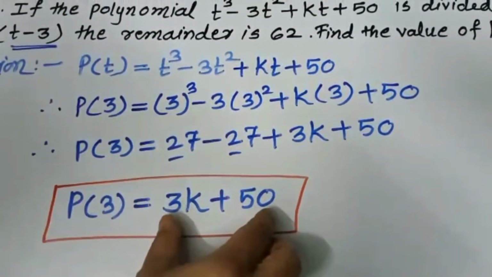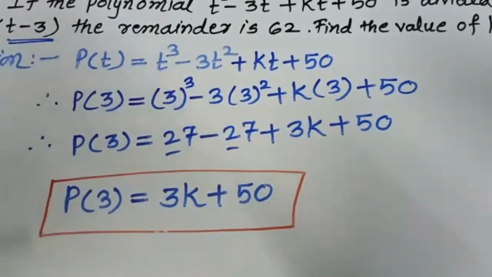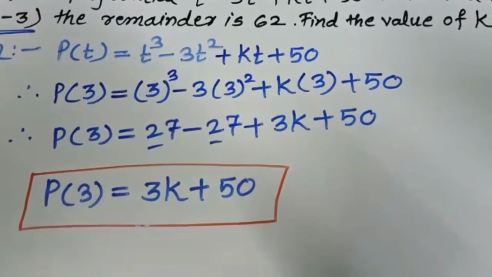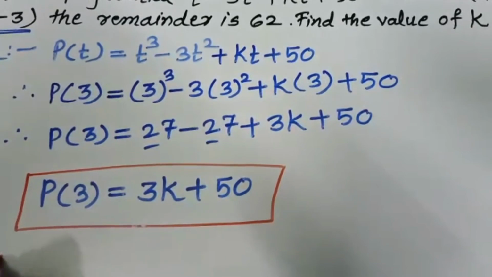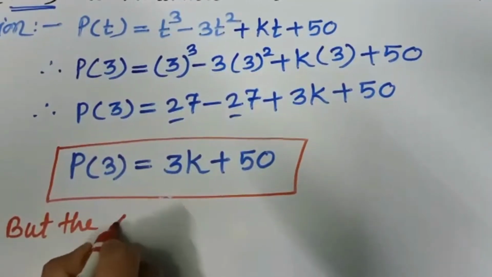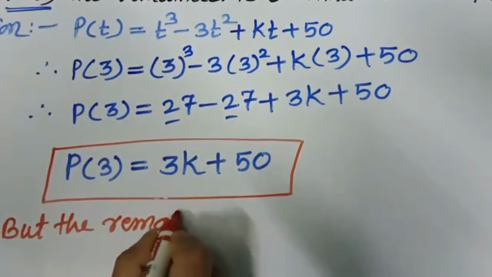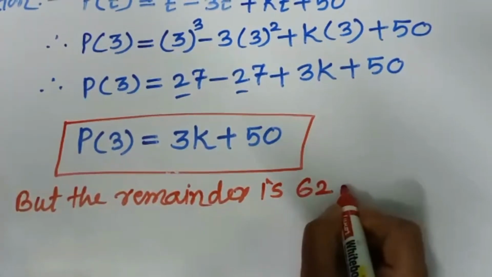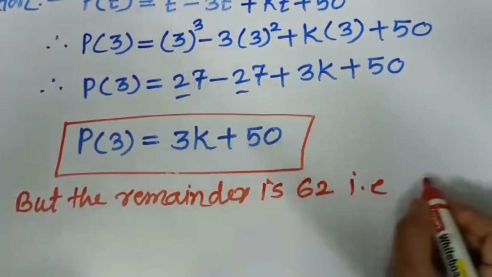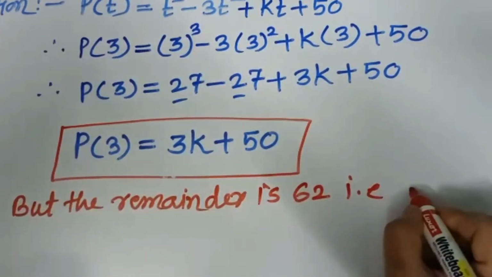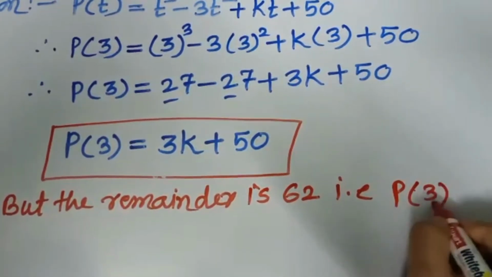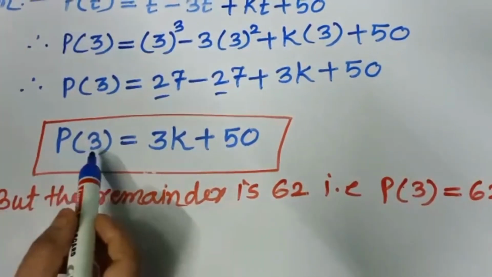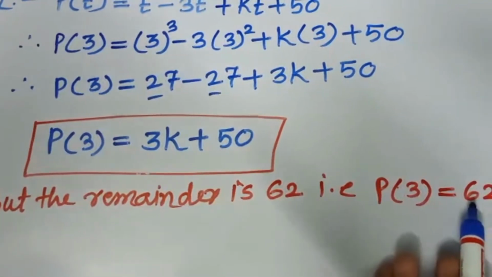Here remainder means only the value of that polynomial. So but here in the question see, the remainder is 62 given. So write here, but the remainder is 62, and here the remainder is always equal to the value of the polynomial, that is p of 3 is equal to 62. Understood? Now here in this p of 3 we will substitute its value, which is 62.